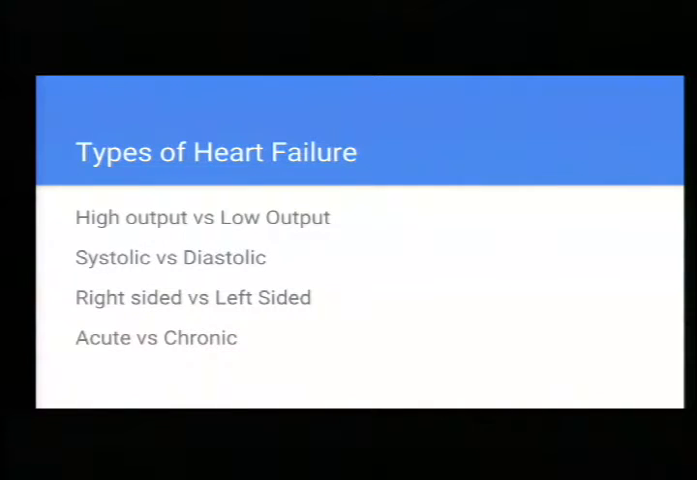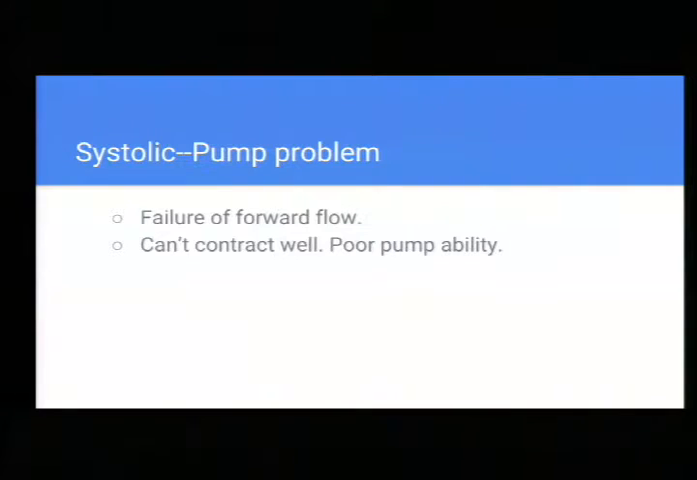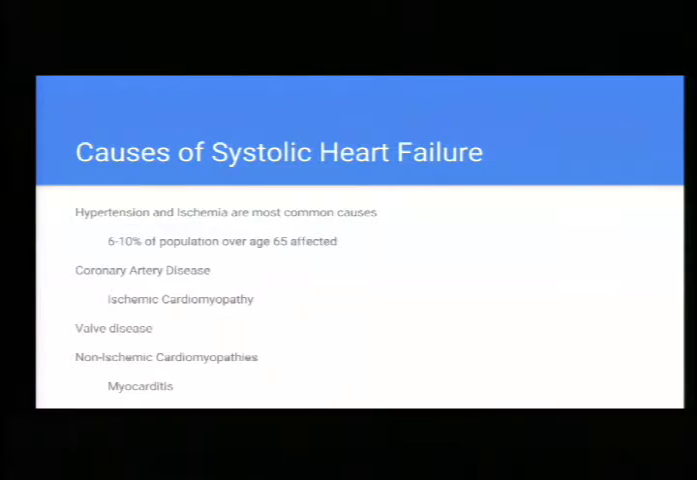And we'll go through all these, but you have high output versus low output, systolic, your contraction phase, versus diastolic, your resting phase of the heart, right and left-sided, and acute versus chronic heart failure. So systolic is basically a pump problem. Your heart, when it's contracting, can't pump enough to cause forward flow. So it's just a bad pump, not working. So this is when it's in its contracted phase of the heart cycle.